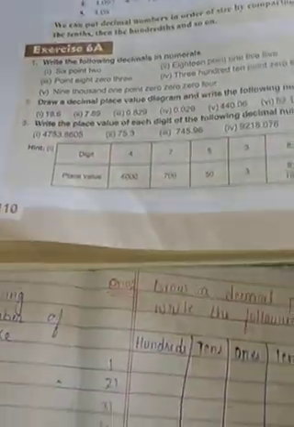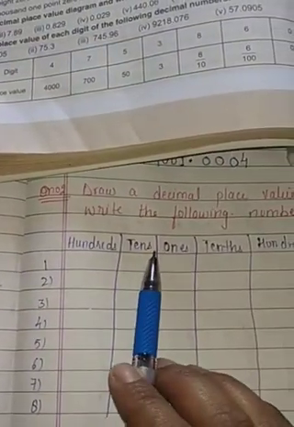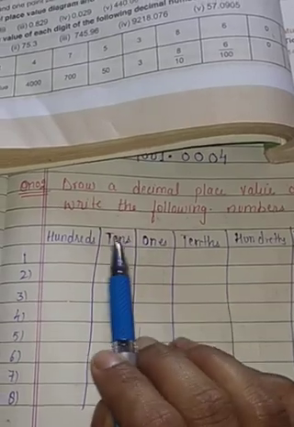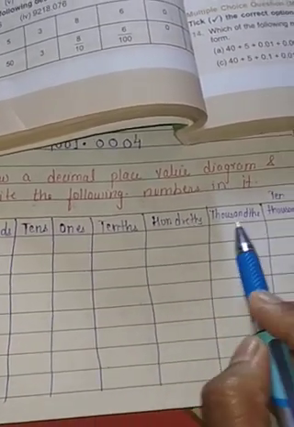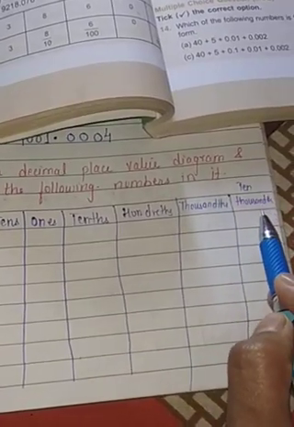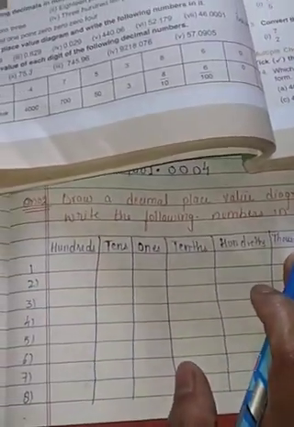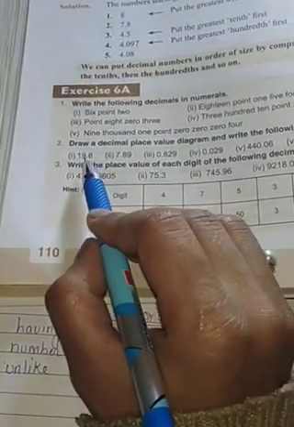Okay, like this we are right. So just see hundreds, tens, ones. Okay, ones, tens, hundred. Okay, now tenths, hundredths, thousandths and ten-thousandths. We have to know this one. So this is ones, tens.